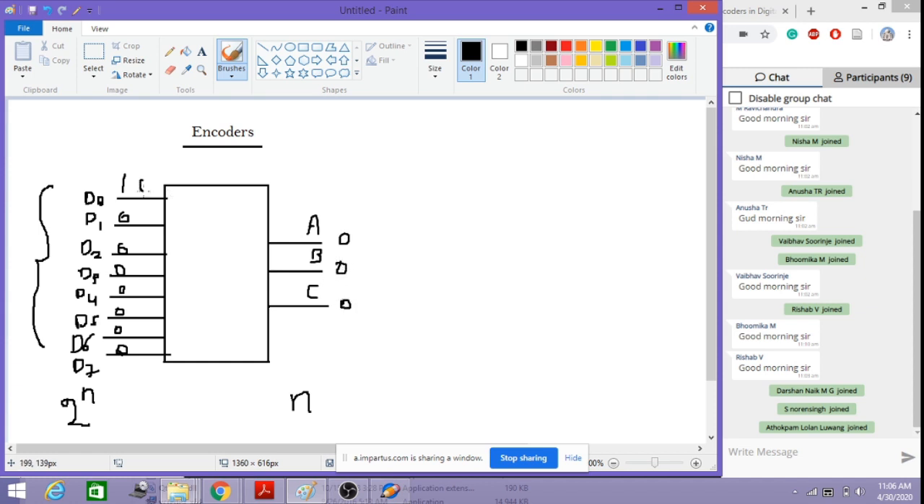In the second case, if the second input is 1, it means we close the switch at the second input and all other inputs remain 0. Then we will generate a binary value of 0, 0, 1. Then in the third case, if the third input becomes 1 and all other inputs are 0, what is the equivalent binary value generated? The binary value generated is 0, 1, 0, which is nothing but 2. Like this it can generate the binary value.